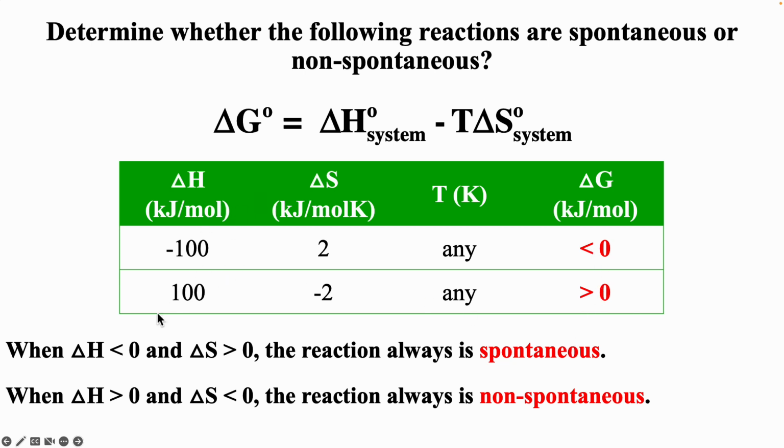Here delta H is positive. Delta S is negative, but you have a negative sign, so this term would be positive, this term is positive, and so delta G would be positive, and so that would be a non-spontaneous process.